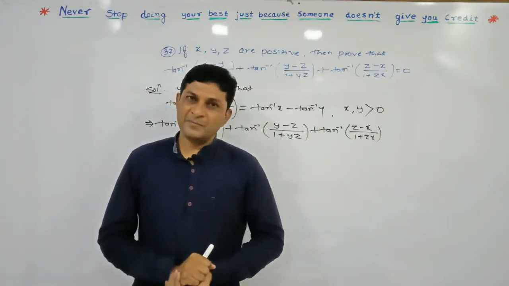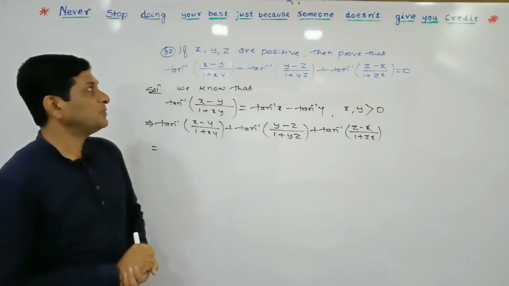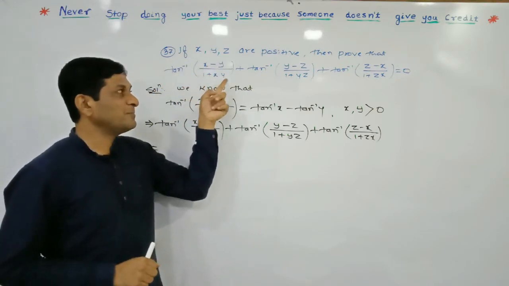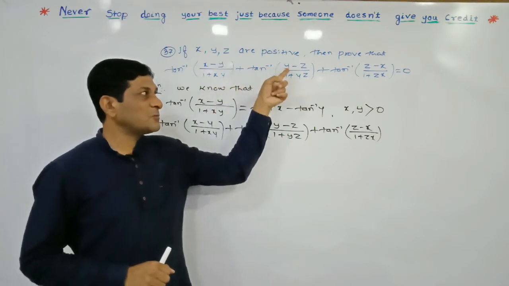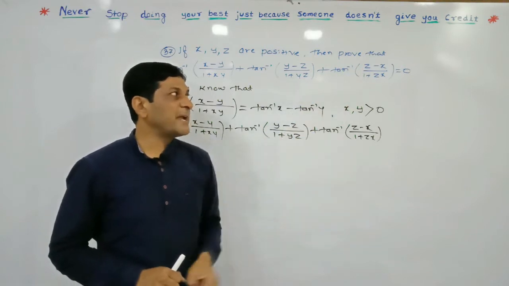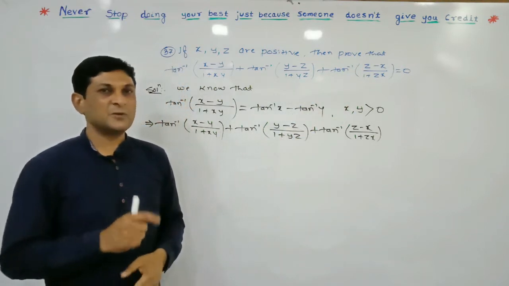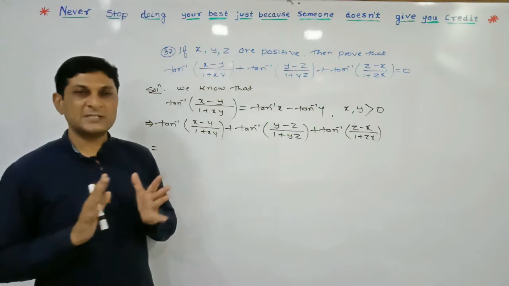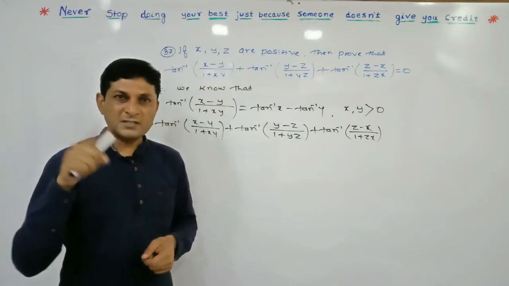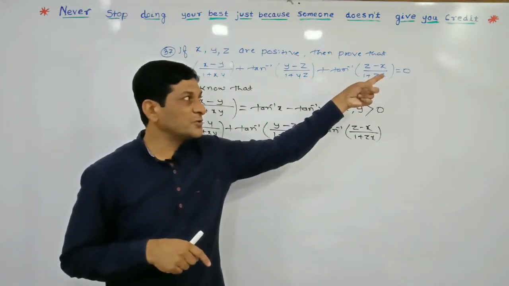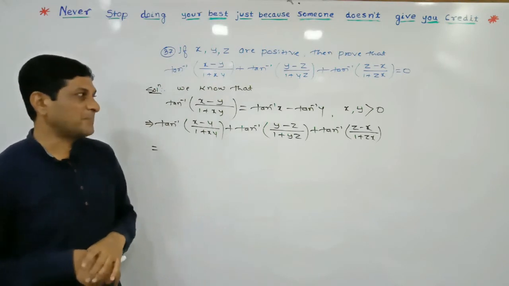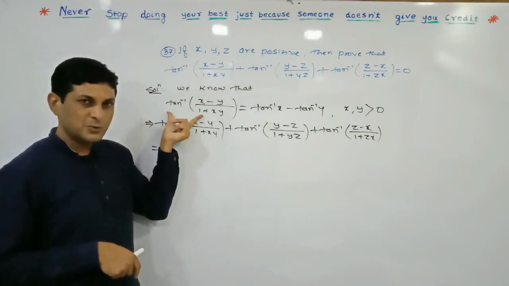Now see example number 37. In this example, we have to prove that the value of tan inverse of x minus y upon 1 plus xy, plus tan inverse of y minus z upon 1 plus yz, plus tan inverse of z minus x upon 1 plus zx is equal to 0. This means we have to consider the left hand side and simplify it in such a way that all the terms get cancelled, and what should we get? 0.